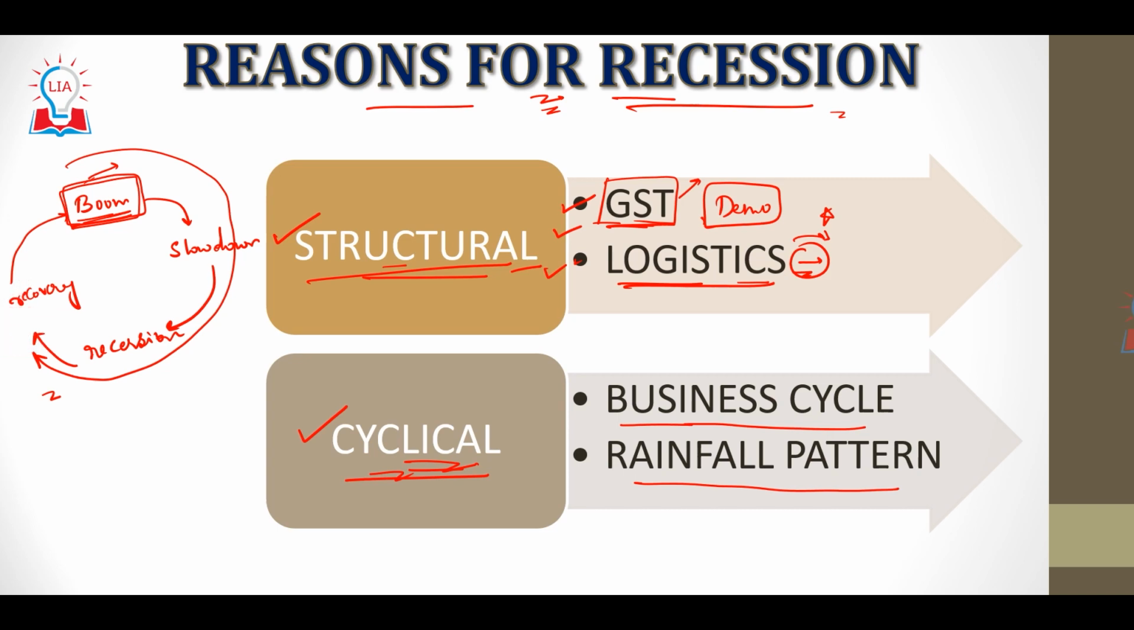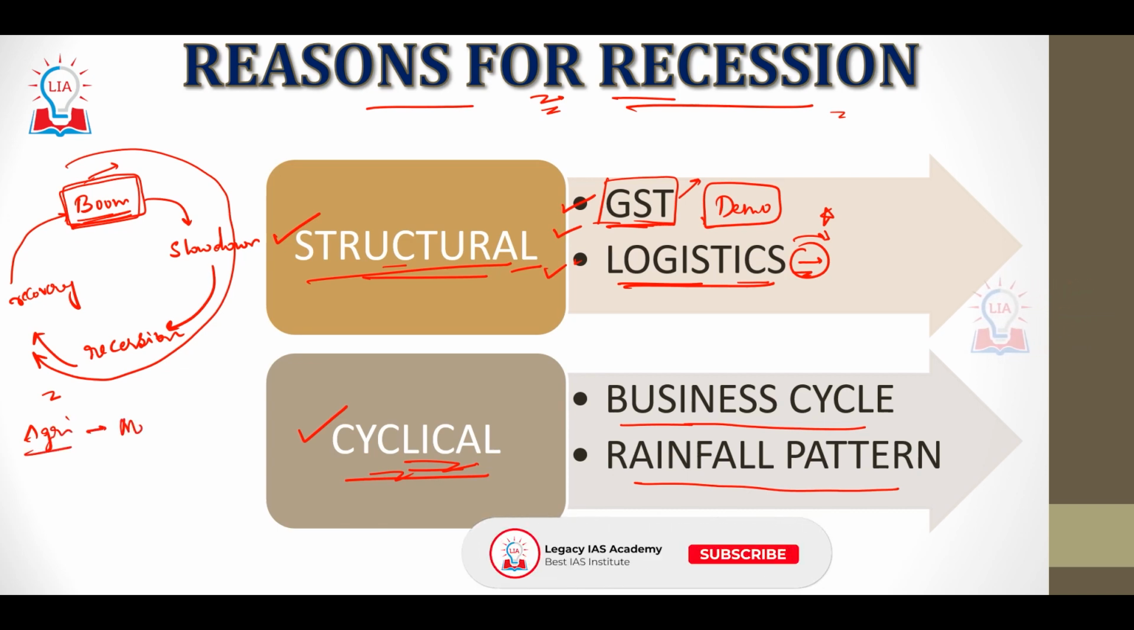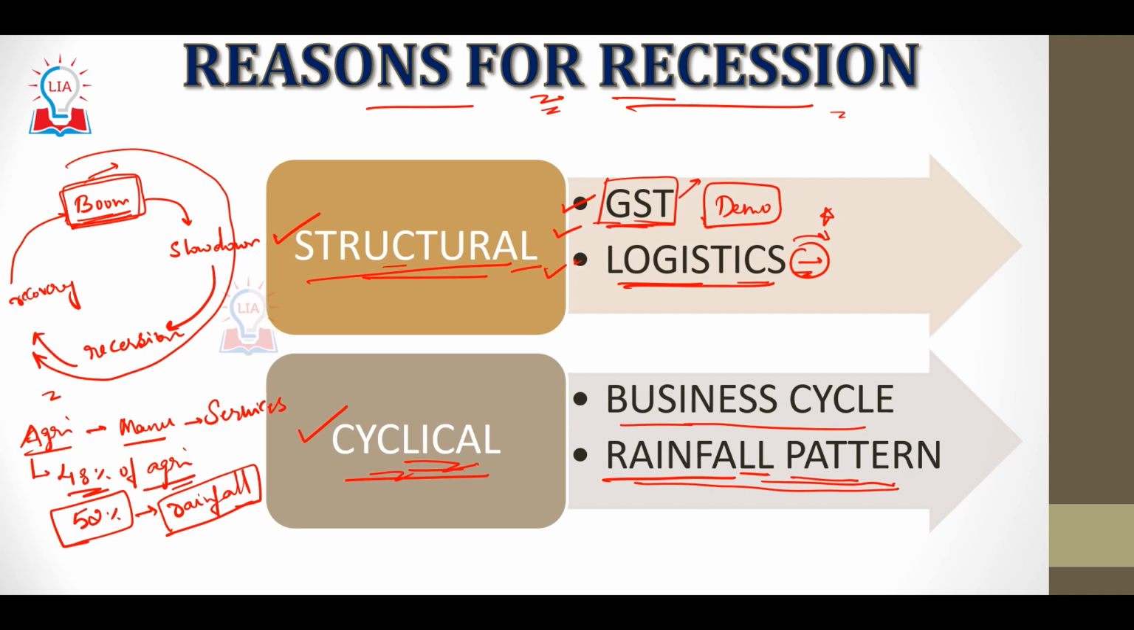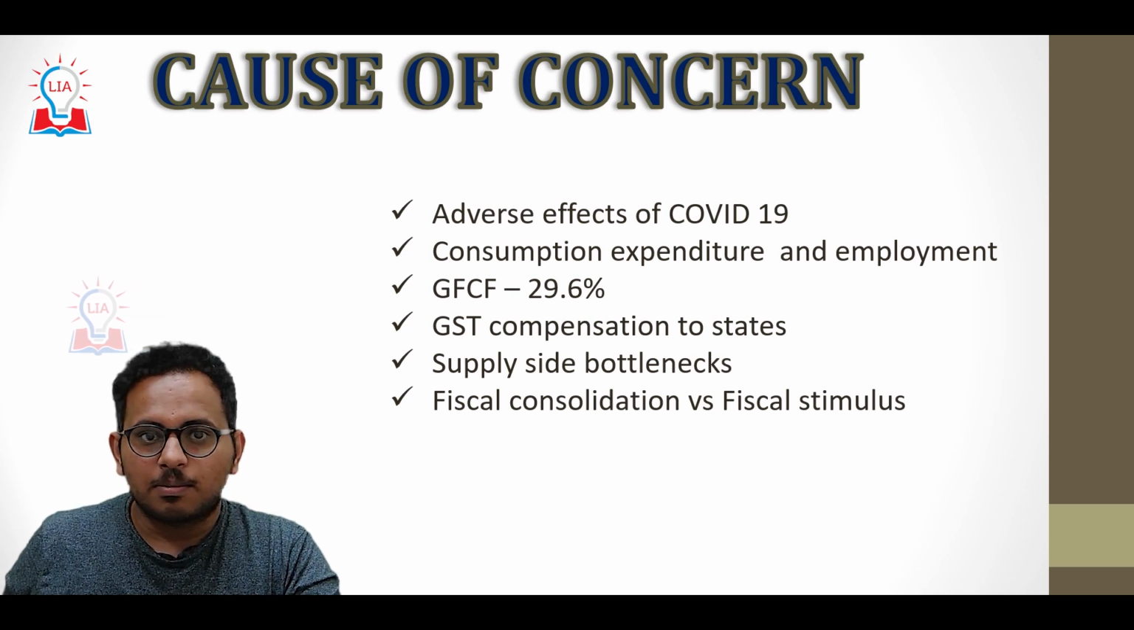We all know that the sectors of the economy are agriculture, manufacturing, and services. In agriculture, almost 48% of agricultural land is irrigated. The rest, 52%, is not irrigated and depends on rainfall. So rainfall pattern impacts the economy, and this is a cyclical factor.